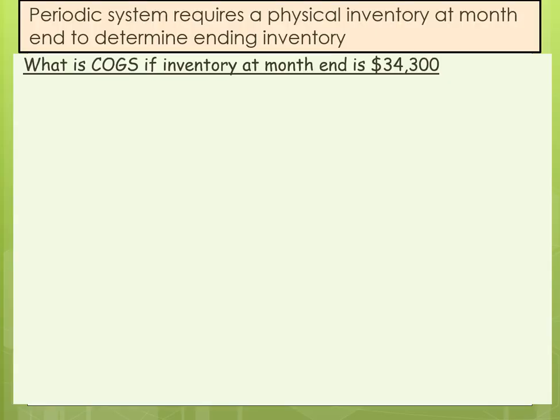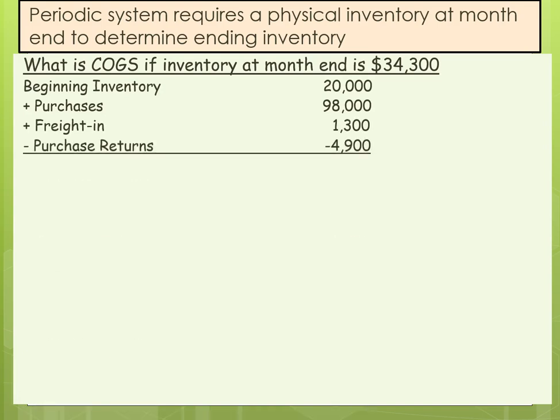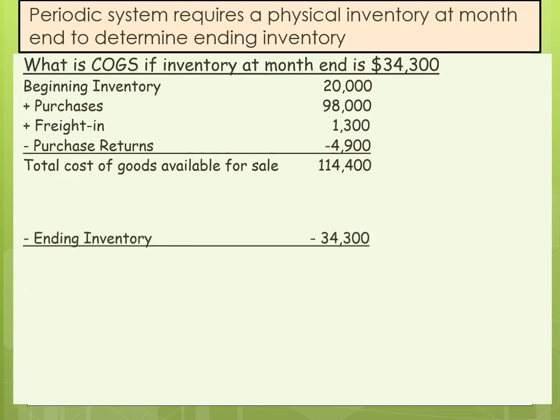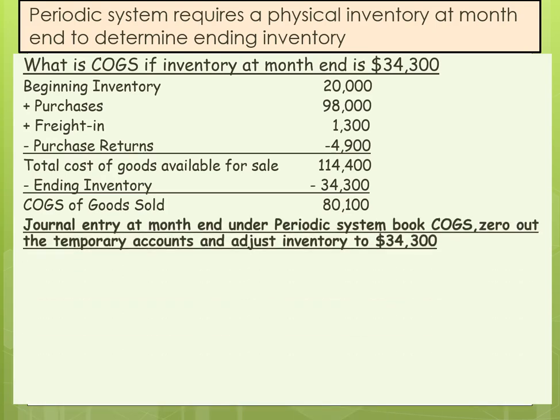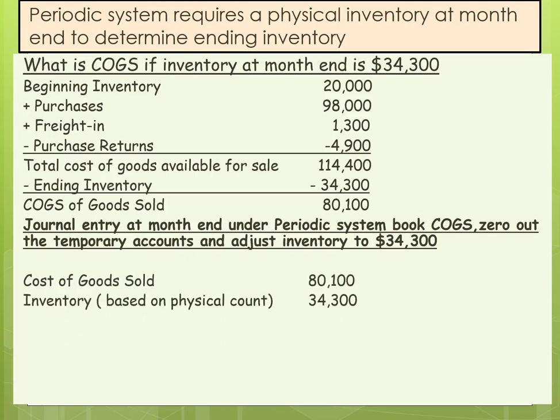So we go in and do a physical inventory, and we say our ending inventory is 34.3. Now what we have to do is determine cost of goods sold for our journal entry. So we're going to take beginning inventory plus purchases plus freight in minus returns, which gives us total cost of goods available for sale of $114,400. We're going to back out our inventory, and this gives us our cost of goods sold, and now we can do our journal entry. But what we also have to do is clear out our temporary accounts and adjust the ending inventory to 34.3. So cost of goods sold will be booked at $80,100.